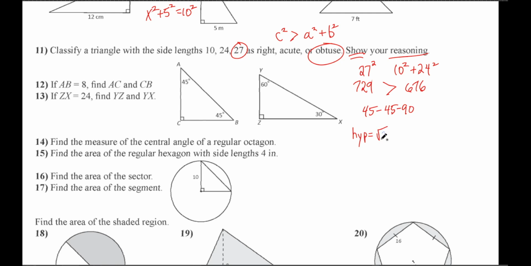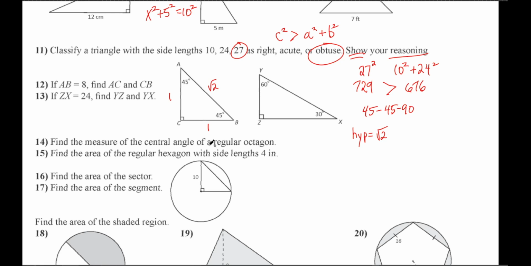Square root of 2. Because look, let's make this super easy. What if that was 1 and that was 1? Do Pythagorean theorem in your head. You should be able to do this in your head to find the hypotenuse. 1 squared plus 1 squared. 1 plus 1 is what? 2. Then you take the square root. So what is this? It's the square root of 2.